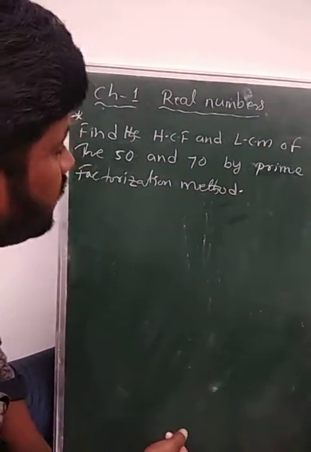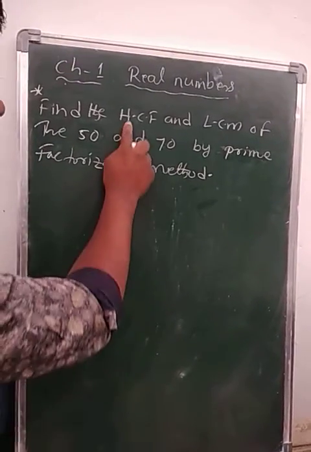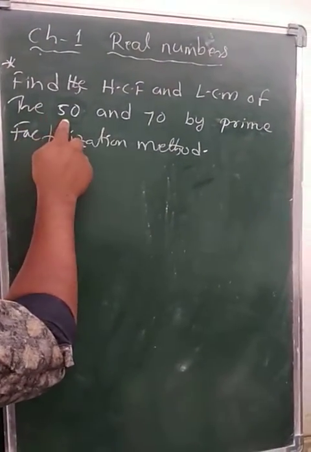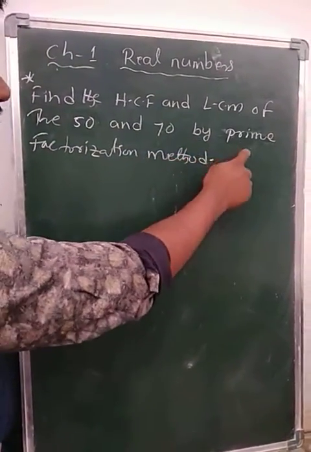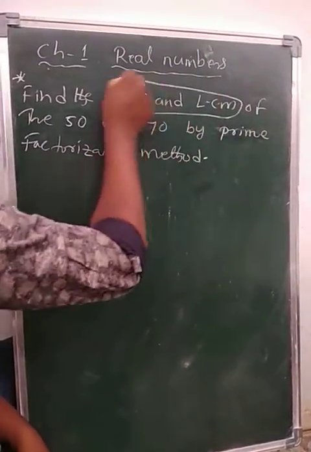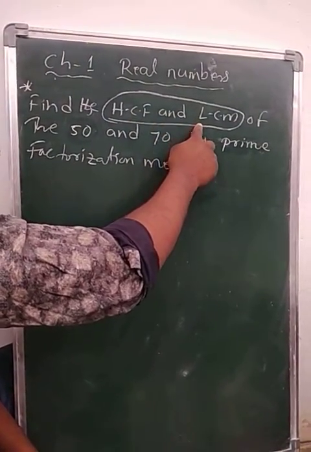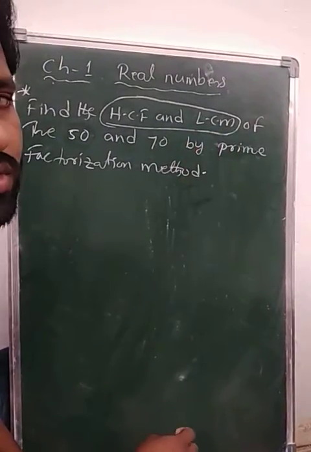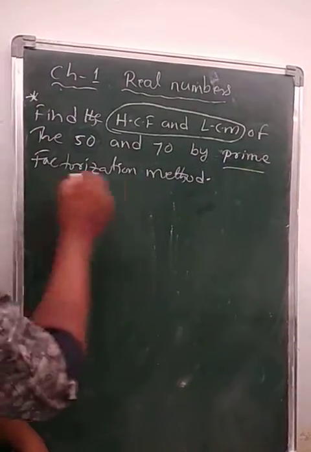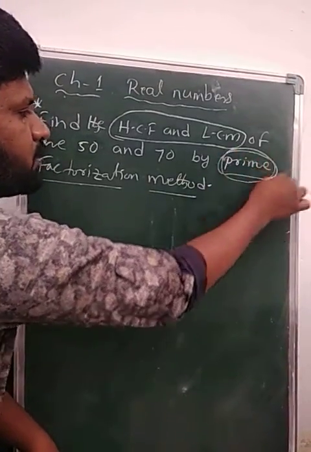Okay, students. Now see the next one. Find the HCF and LCM of 50 and 70 by prime factorization method. This time I am going to find both HCF, highest common factor, and LCM, least common multiple. Okay. So which method are we going to use, Nana? Prime factorization method. First of all, what is the meaning of prime?